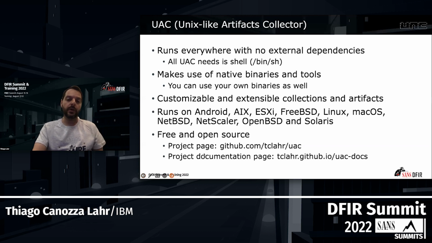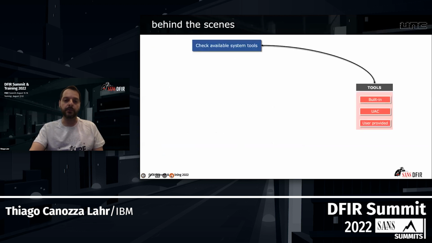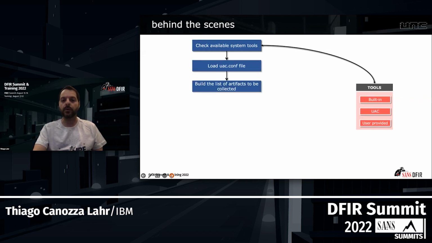So how does UAC work behind the scenes? First of all, UAC will check for the available system tools. This is where UAC checks if tar is available, if gzip is available, if stat is available, and what options the find command supports on the target system. Then UAC will load the configuration file. It will build a list of artifacts to be collected based on the options you provided on the command line, and we are going to see this in a few.